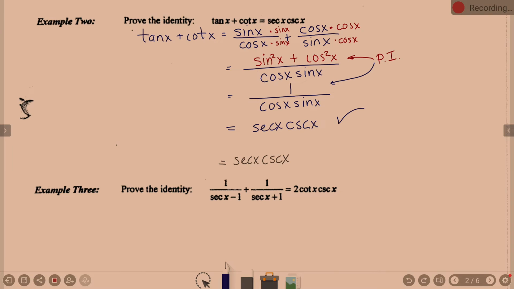Always write that last step to show me that you got there. Don't just stop at 1 over cosine sine and say, okay, that's good. No. Your last step should always be where we're supposed to end up.